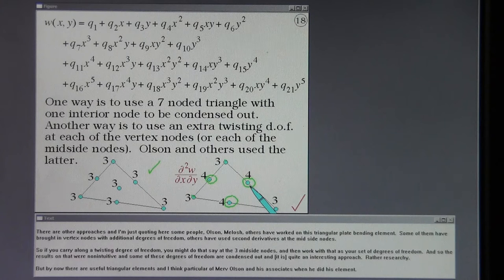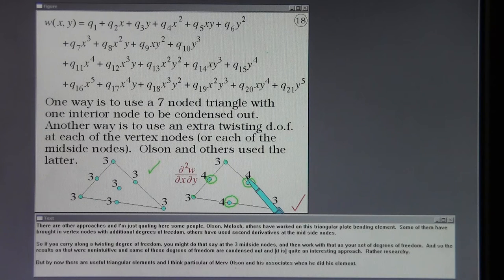And so the results on that were non-intuitive, and some of these degrees of freedom are condensed out, and quite an interesting approach, rather researchy. But by now there are useful triangular elements, and I think particularly of Merv Olson and his associates when he did his element.